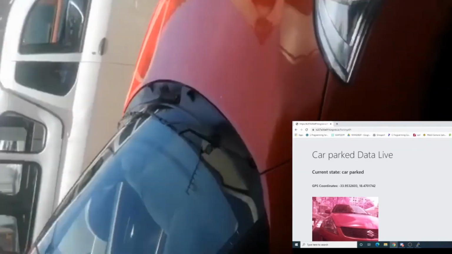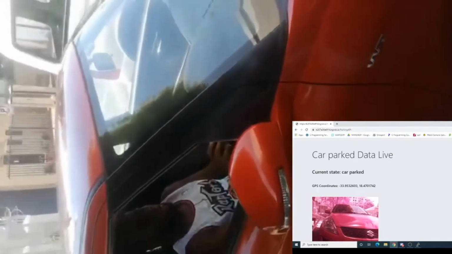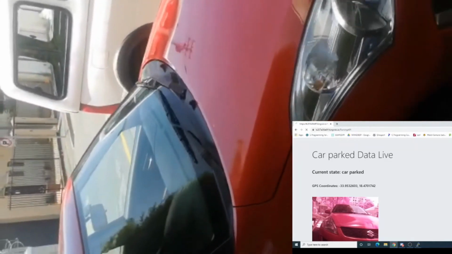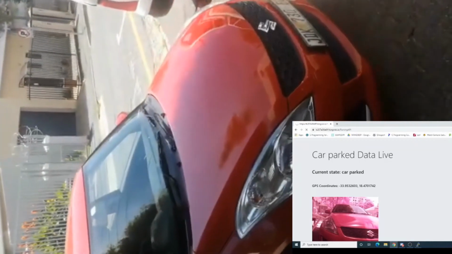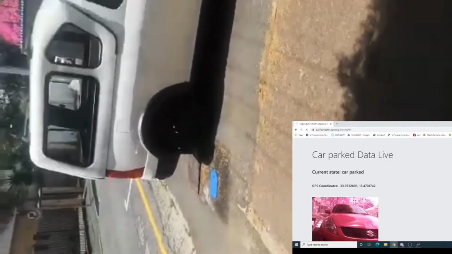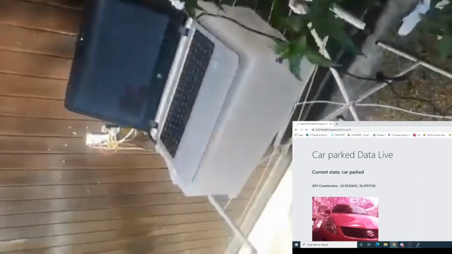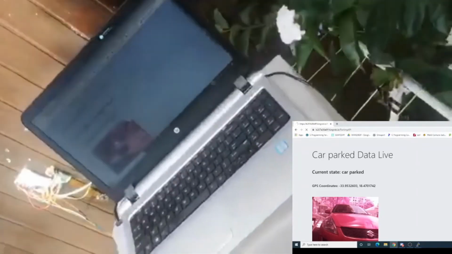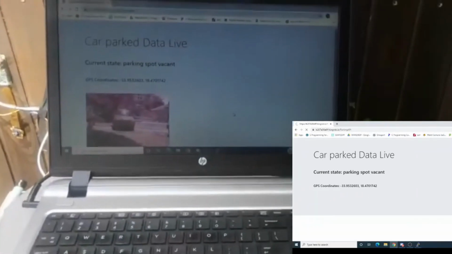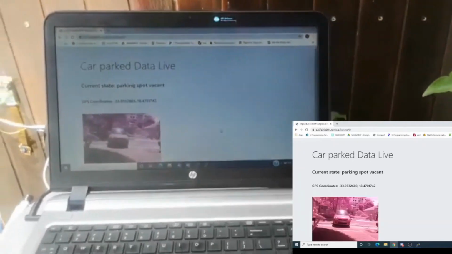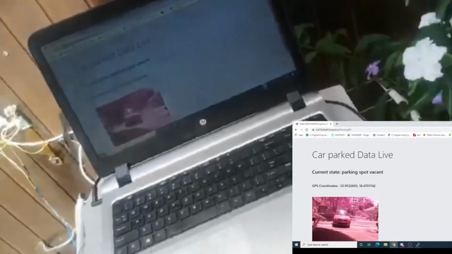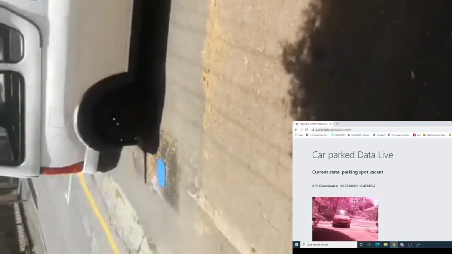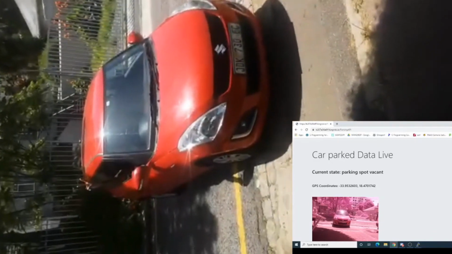Now he is about to move out the car from the parking area. And then the buzzer rings again. And then the current state has changed to parking spot vacant. Yeah. We are done.